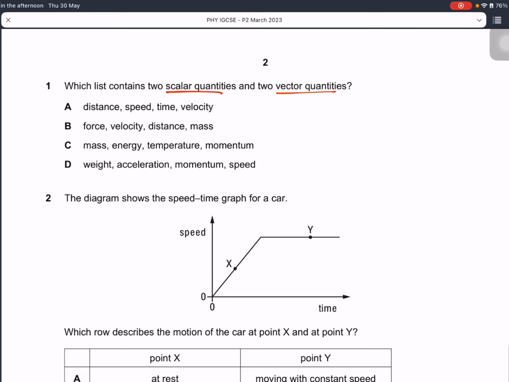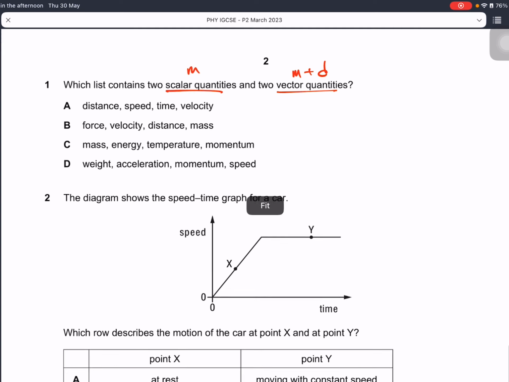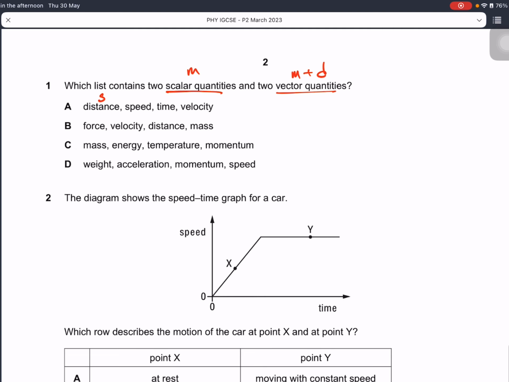But when it comes to force, for example 5 newtons, where? To the right, up, down, or a certain direction. So it's magnitude plus direction. Here we have only magnitude for a scalar. So which one has two scalar, two vector? First one: distance is a scalar, displacement is a vector, speed is a scalar, velocity is a vector, time is a scalar. So that's 3 scalar, 1 vector. It's not an option. So B.